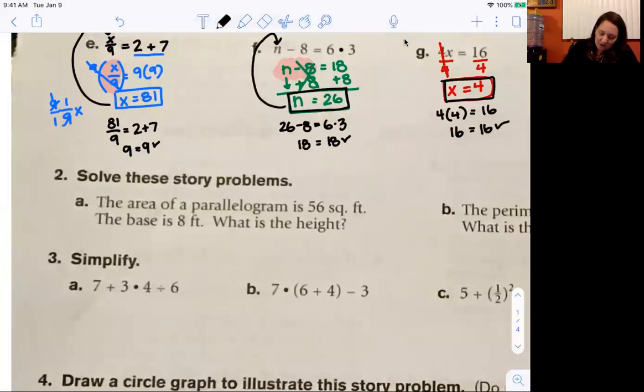First thing I'm going to do, I heard the word parallelogram. I'm going to draw myself a parallelogram. Here's my parallelogram. Is 56 square feet. The base is 8 feet, and what's the height? Ooh, this is a little bit different than what we've been doing. So I already know that my area is 56 square feet.